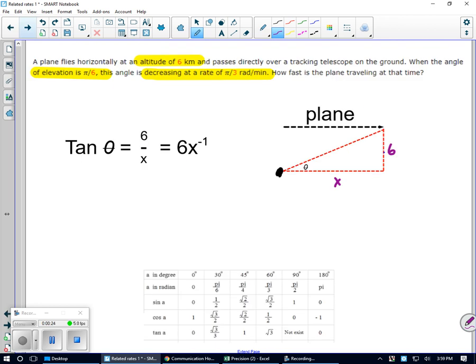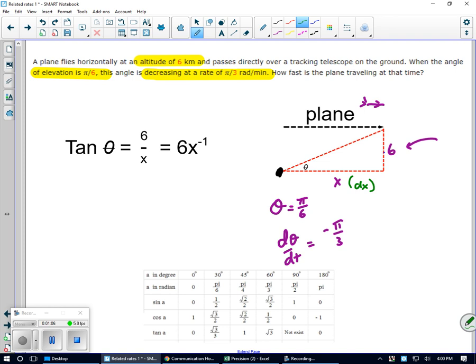I've got a plane flying horizontally. Got a little tail on the end of it there. And the altitude is 6. And the angle is pi over 6. That's 30 degrees in case anyone cares. And the angle is changing with respect to time at a rate of negative pi over 3 radians per minute. And what I want to know is how fast is the plane traveling? How fast is x traveling? dx is what I'm looking for.